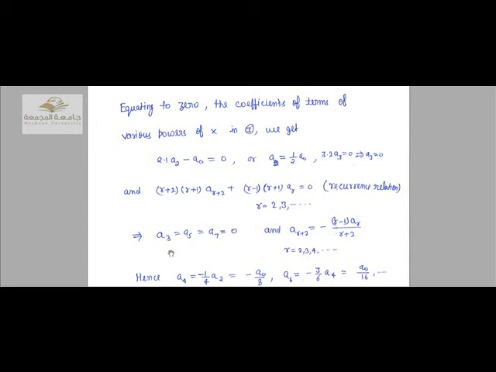where r is equal to 2, 3 up to infinity implies a3 is equal to a5 is equal to a7 is equal to 0. I mean all odd coefficients will be 0, and a(r+2) is equal to minus of (r minus 1) ar over (r plus 2), where r is equal to 2, 3, 4 up to infinity.